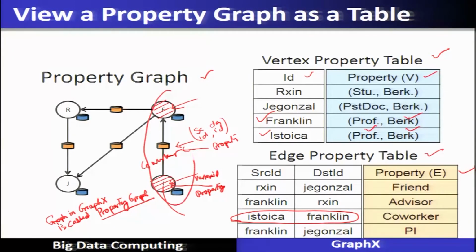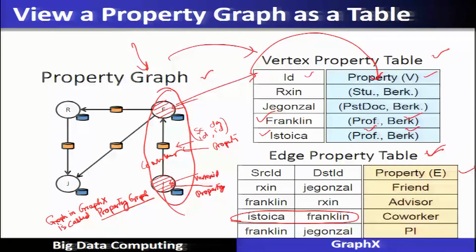So, we have seen that vertices have IDs and also a property, and we can represent the vertices in the form of a table which is called a vertex property table. Similarly, the edges are represented by source ID and destination ID, and every edge also has a property. This edge property table contains the information about all the edges. So, the vertex property table and edge property table form the representation of a property graph.